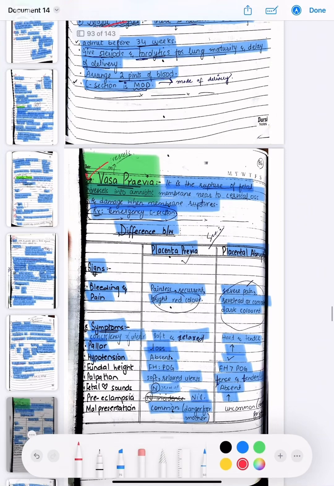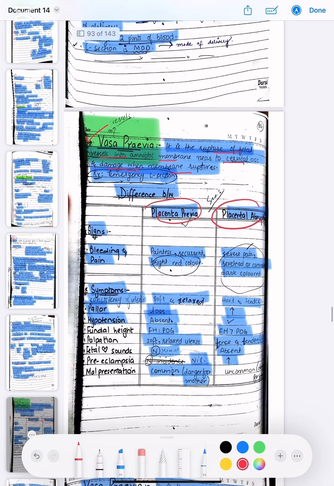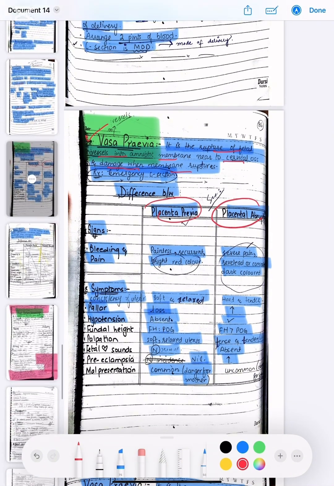Then we discussed Vasa previa, that it is the rupture of the fetal vessels in the amniotic membrane near the cervical os, with damage when the membrane ruptures. Then we discussed the difference between placenta previa and placental abruption. So here we end the topic, APH, that is antepartum hemorrhage.